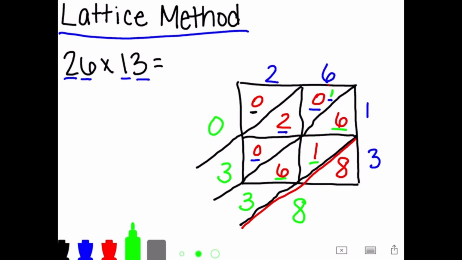So our answer, we are going to read from left to right. There's nothing in the thousand spot, so our number is just 338. So when I multiply 26 times 13, I get the answer 338.